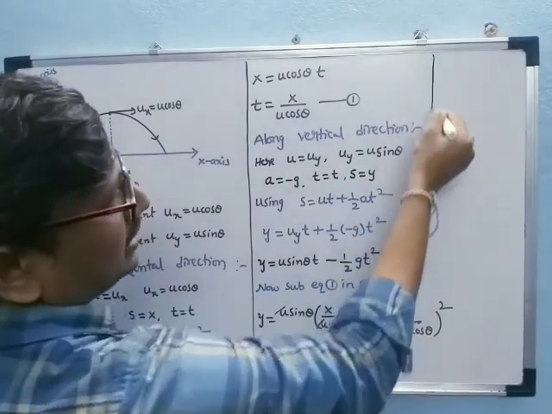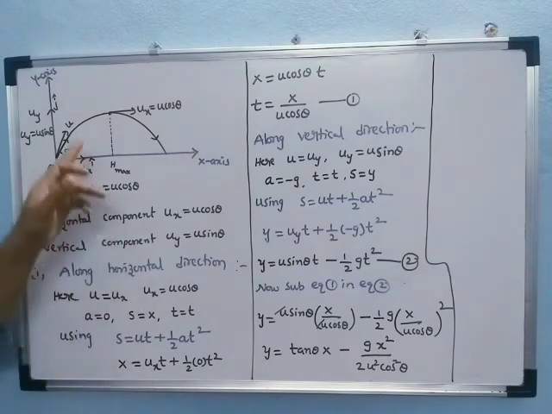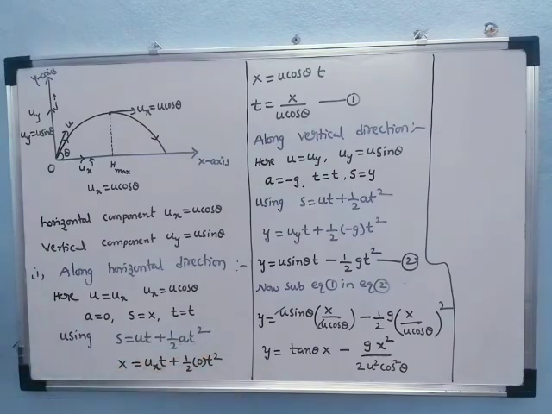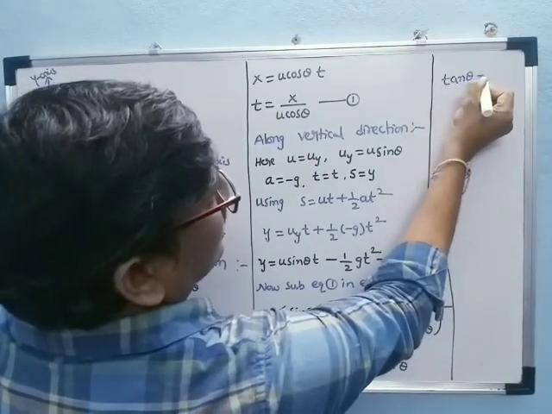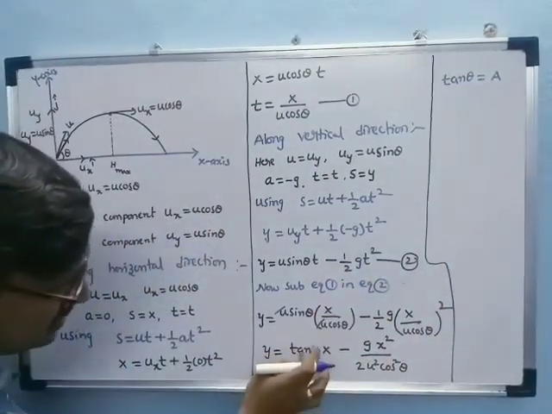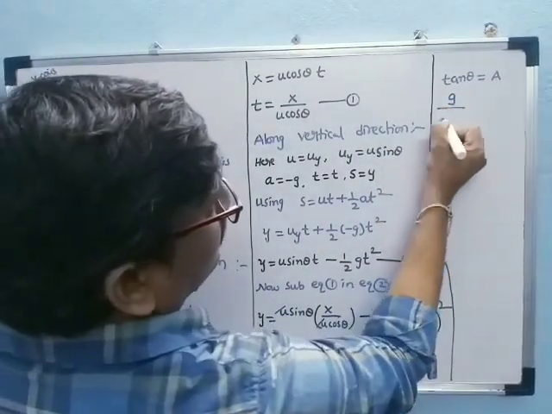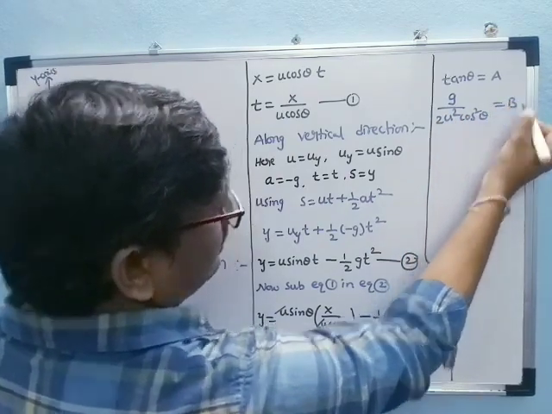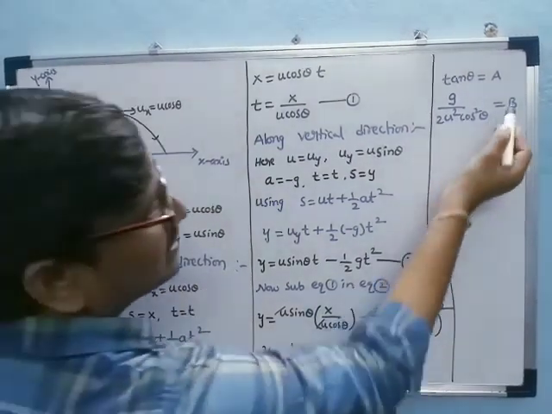In this equation we can make an assumption. Why do we make an assumption? We have to prove that this path, the trajectory, is a parabola. So we can assume tan theta is equal to a. The remaining term, g by 2u square cos square theta, we consider as b. This term except x square, the remaining term, we consider b.